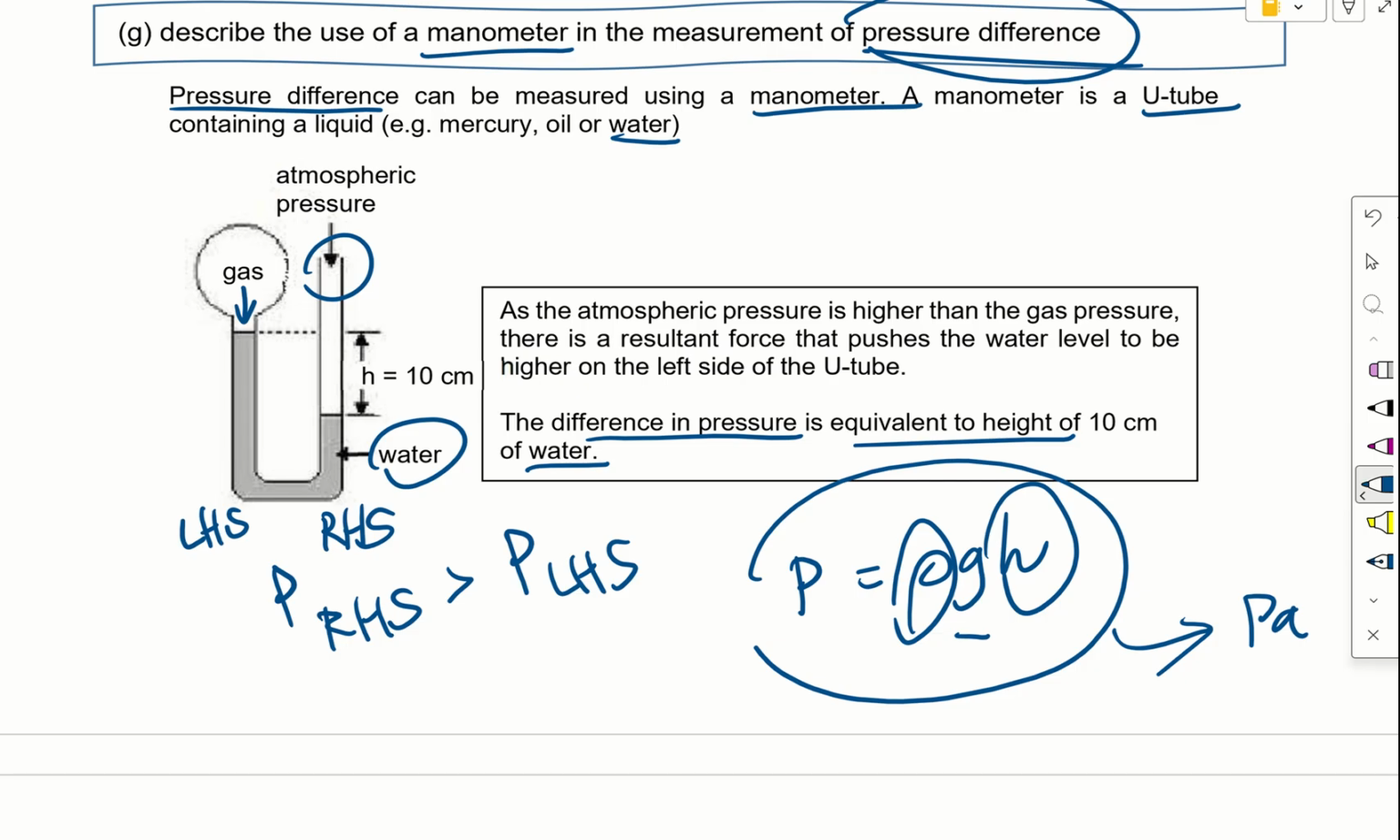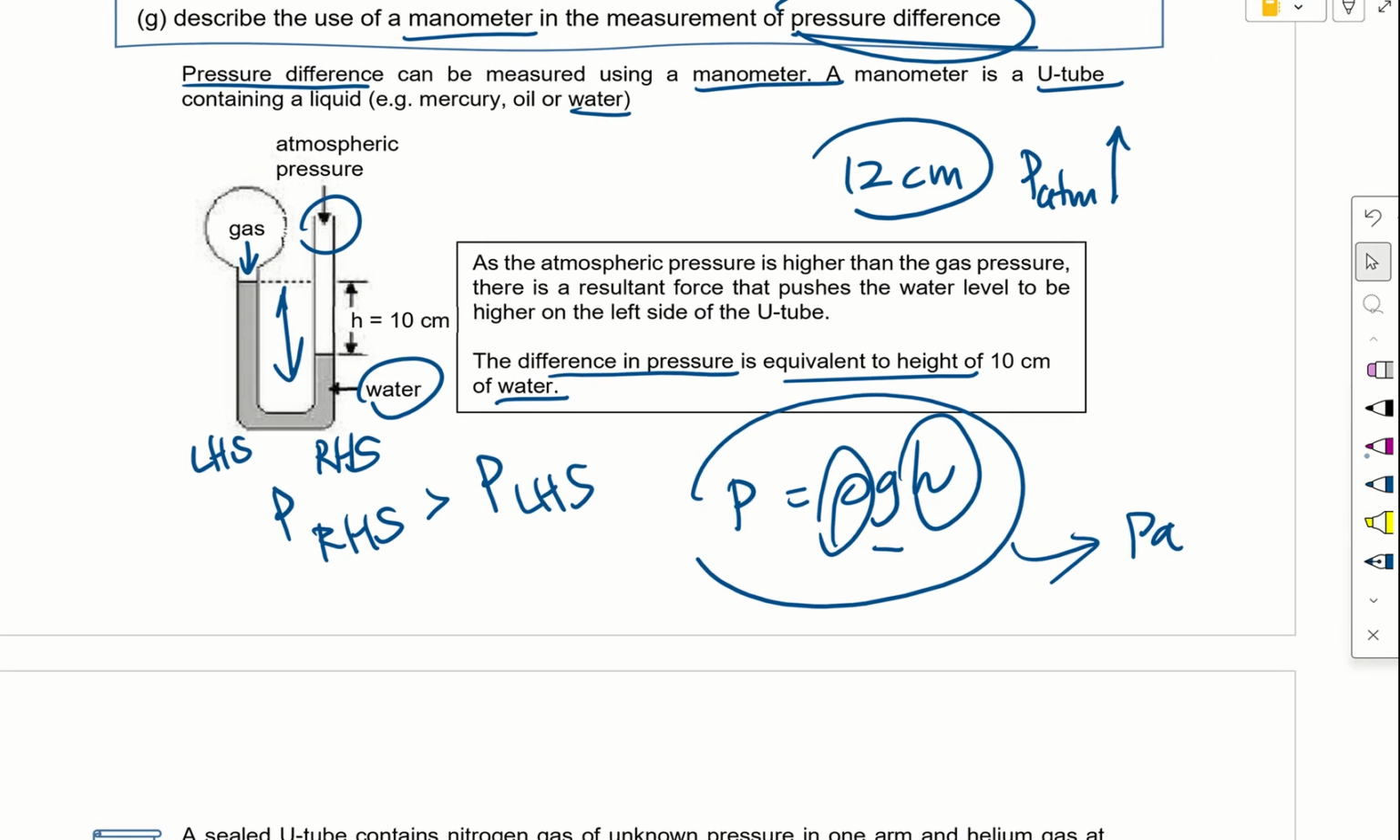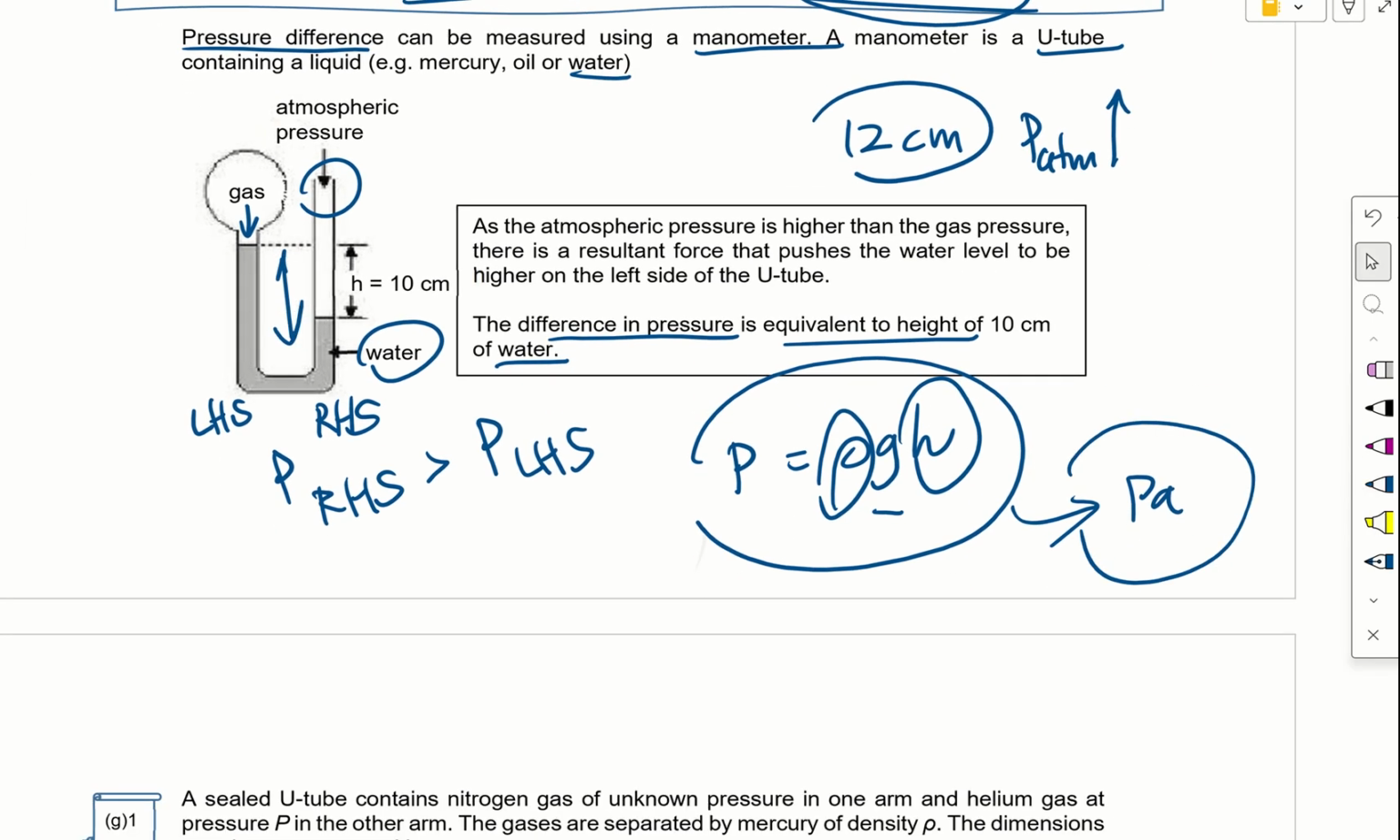Now if I use the same manometer and go somewhere else, let's say the atmospheric pressure changed and now the difference in height is 12 cm, then we can say that the atmospheric pressure increases, without having to calculate the actual pressure difference.